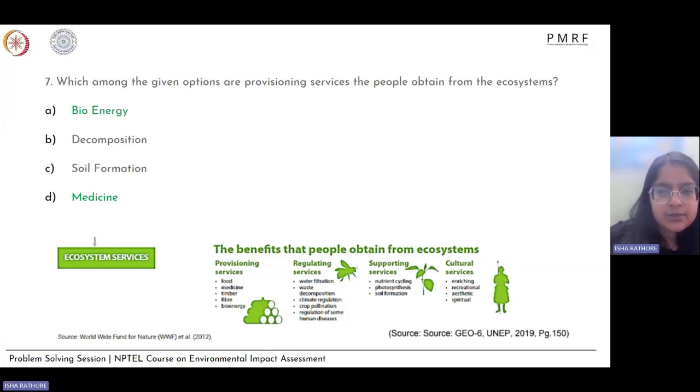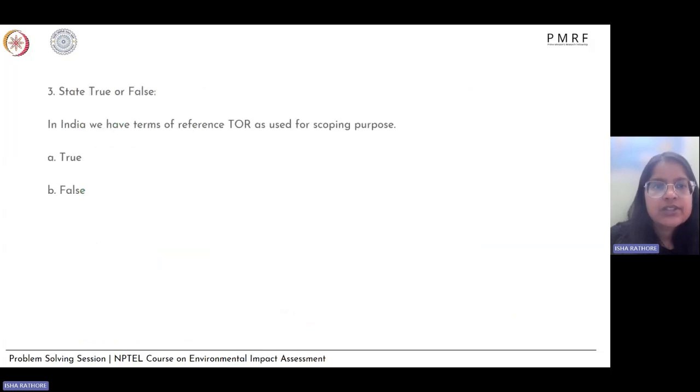Whereas you get other types of ecosystem services like regulating services, supporting services, and cultural services. But the question asks for provisioning services. So A and D are the correct answers. Moving on to the next question. State true or false. In India, we have terms of reference, TOR, used for scoping purposes. Is this statement true or false?